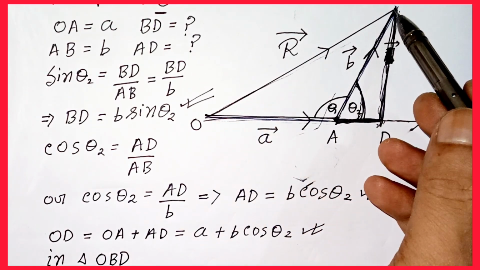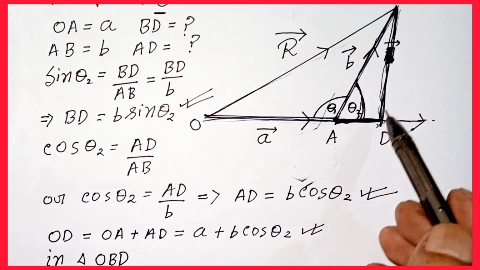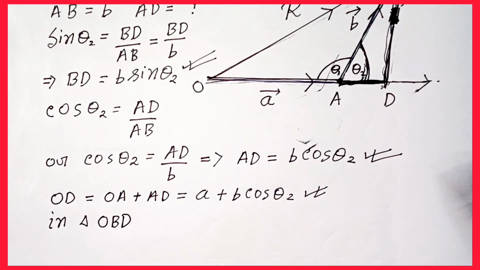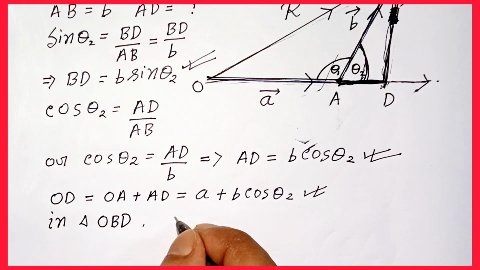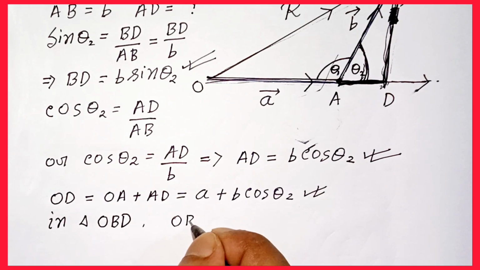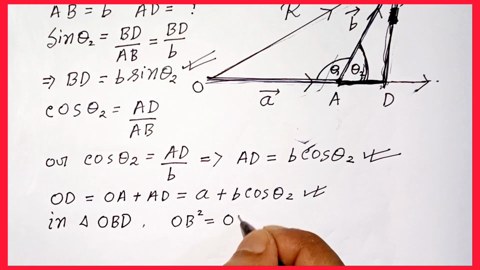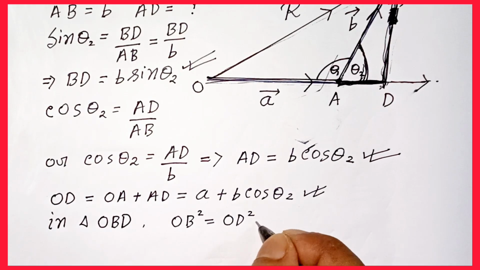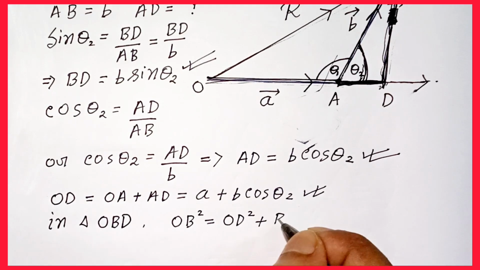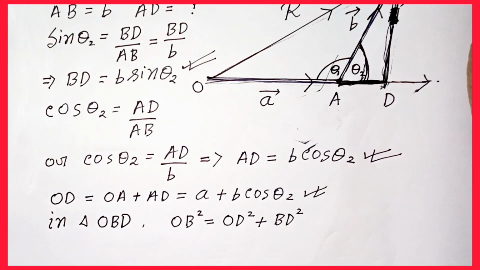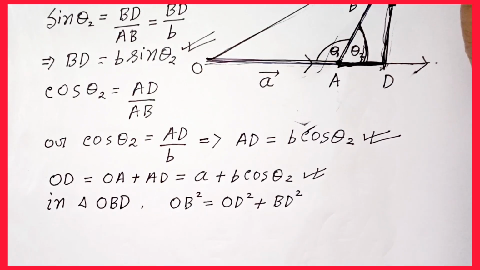OBD, big triangle. You have to take the big triangle here. Hypotenuse square equal to base square plus perpendicular square. I mean to say, use Pythagoras theorem. Hypotenuse square, that is OB square, equals base, that is OD square, plus perpendicular square, that is BD square. Okay. Now what is OB?